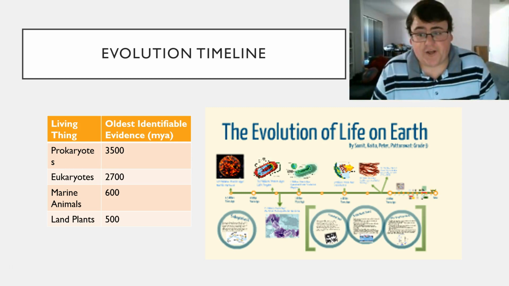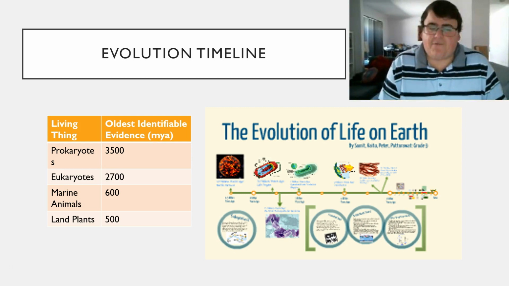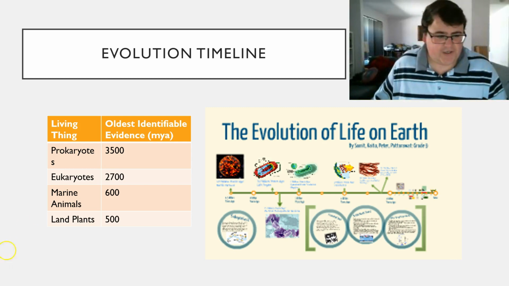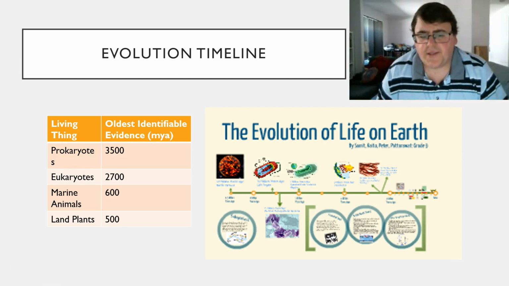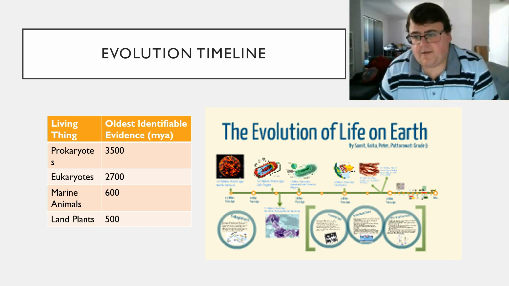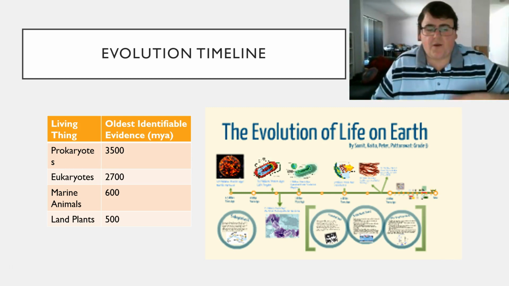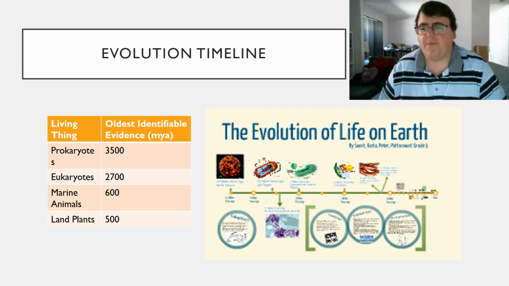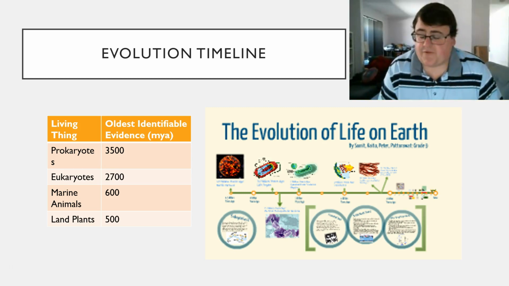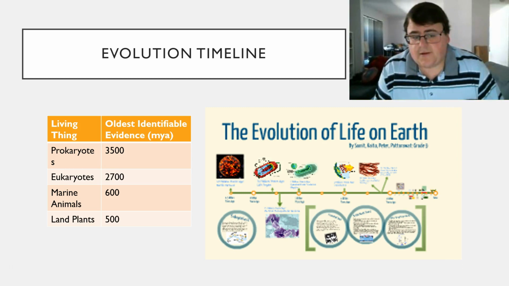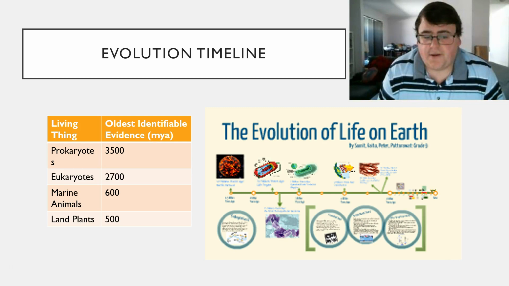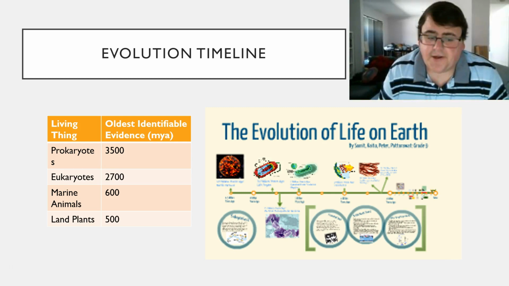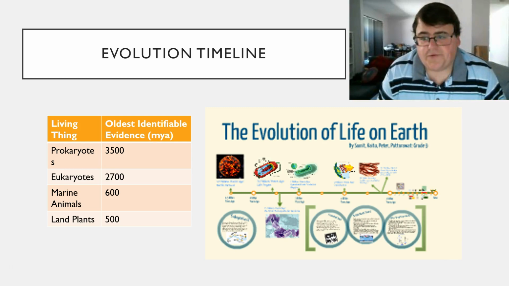And like I said, this is a short video to start with, maybe 3 minutes. So our evolution timeline, and sorry, I've just noticed that prokaryotes there has been split over 2 lines. Shouldn't have done that. So this is our timeline. For the living things, prokaryotes, eukaryotes, marine animals, land plants, when is the first time we've got identifiable evidence of them appearing? For prokaryotic cells, 3,500 million years ago. For eukaryotes, 2,700 million years ago. Marine animals, 600 million years ago, and land plants, 500 million years ago.